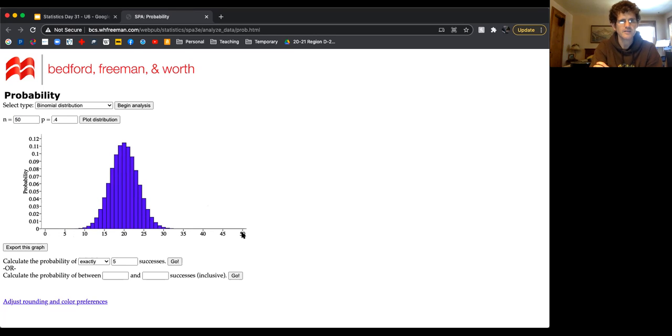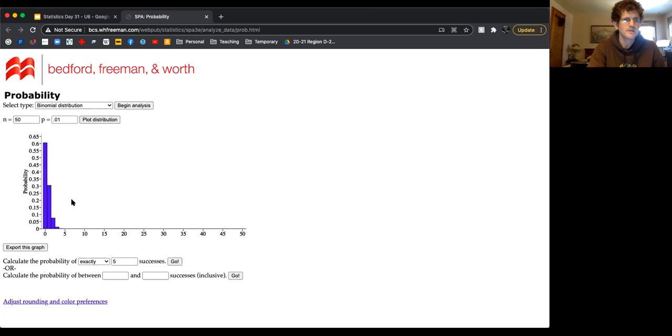And keep in mind, this does have a limited range. It can only go from 0 to 50, because you have as low as 0 successes or as many as 50, but you can't go beyond that. So this 50 looks good, but what if I did a 0.1? Or let me do it even more than that, 0.01. So now look at that, 0.01, this is no longer a normal distribution.